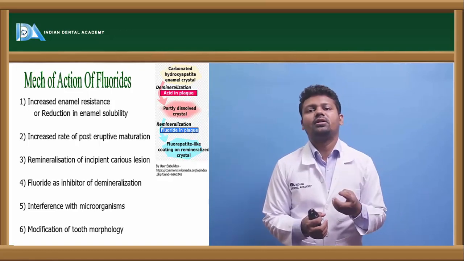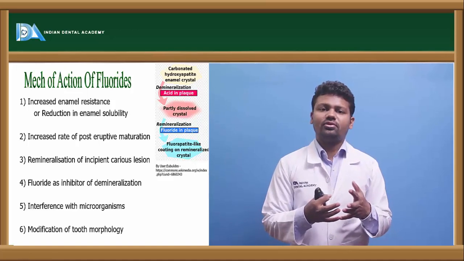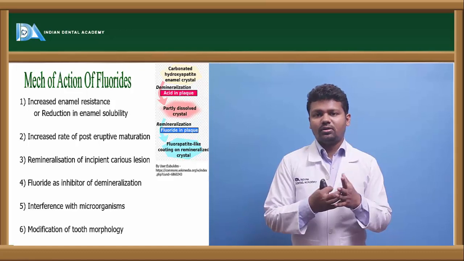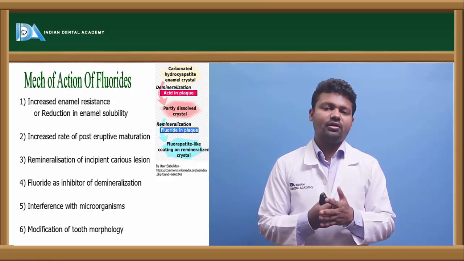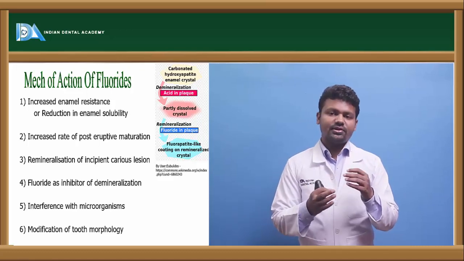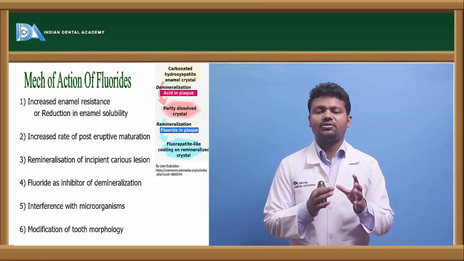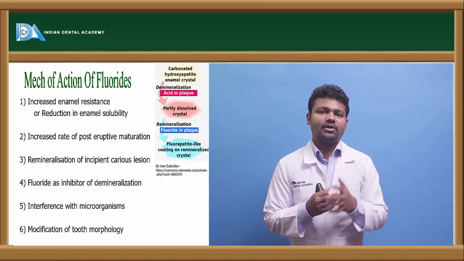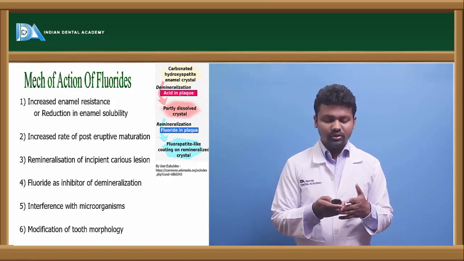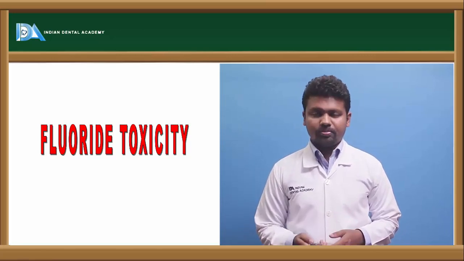If you ingest fluoride at a very early stage of your life, then in the development of the cusp and the tooth morphology there are fewer fissures, and the cusps will be larger. Thus, if you ingest fluoride during your early ages, it will alter the tooth morphology, thus preventing it from having dental caries. So these five mechanisms are really very important. Important short note, and in fact for viva also it's a very important topic.